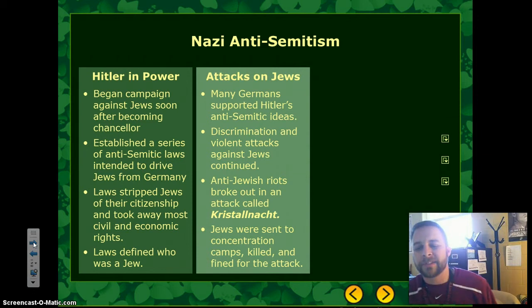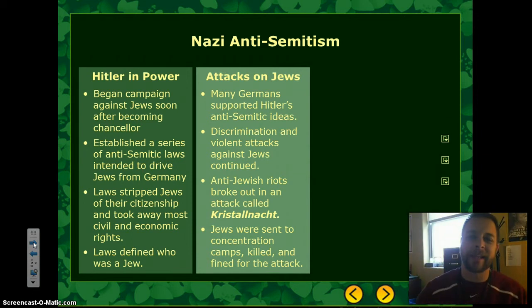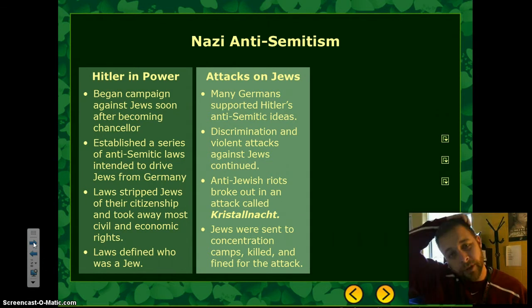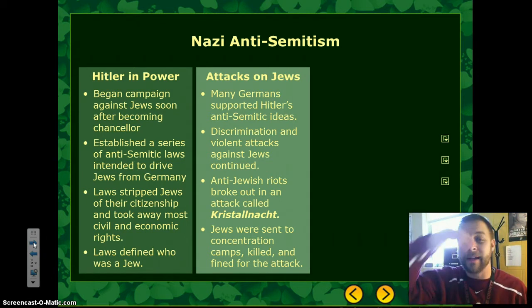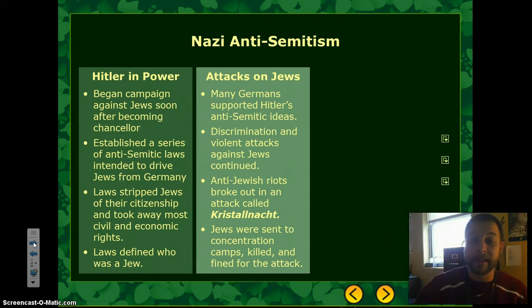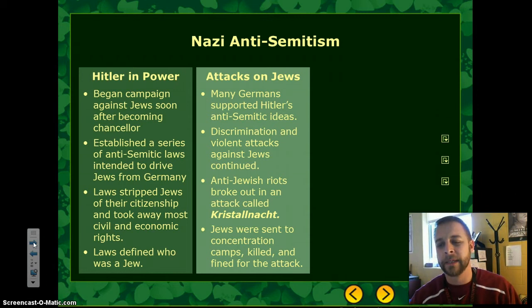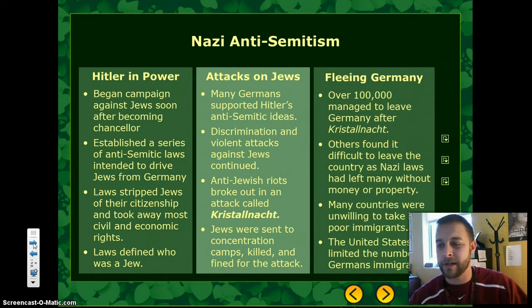So basically you have this increasing anti-Jewish sentiment, not just among supporters, but in the government itself now. You have the law basically saying it's okay to discriminate against Jews. And this comes to a head in Kristallnacht, when anti-Jewish riots break out and hundreds are killed and even more are forced out of their homes and businesses. Eventually they're going to be sent to concentration camps.